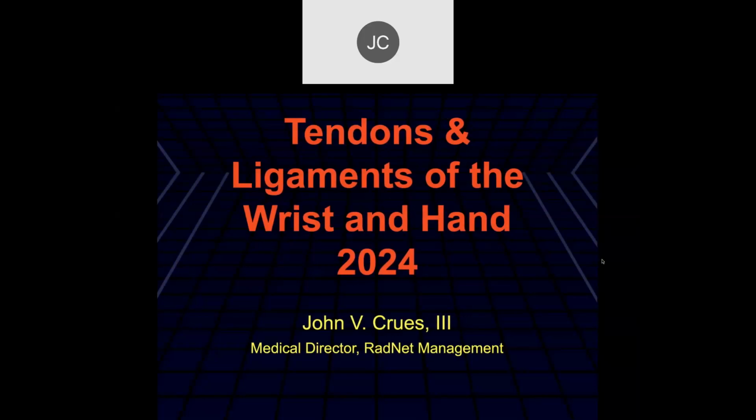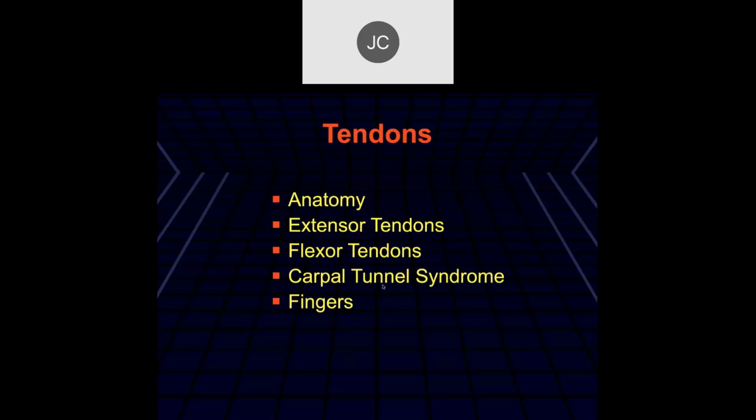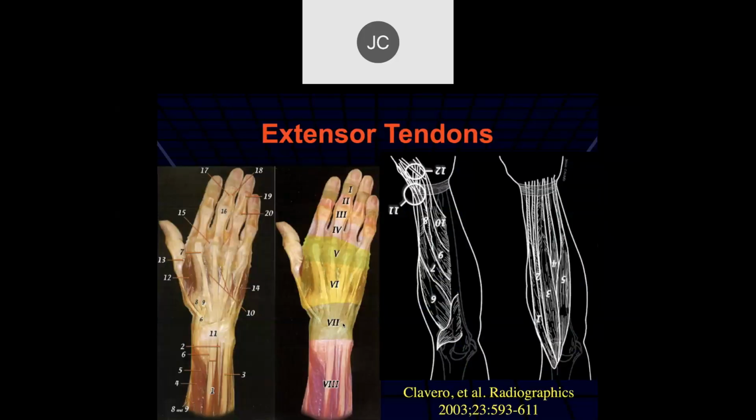All right, let's move on to tendons and ligaments. And first, talking about tendinopathy, we'll talk about the volar plate. We're going to start with the tendons, but we'll also talk about the volar plate, musculotendinous junction, and muscles. So let's start with the tendons. We'll talk about anatomy, then we'll go to the extensor tendons, flexor tendons, carpal tunnel syndrome, and fingers.